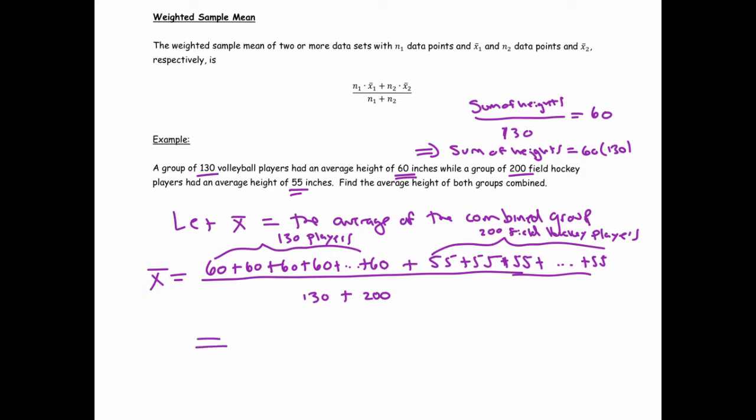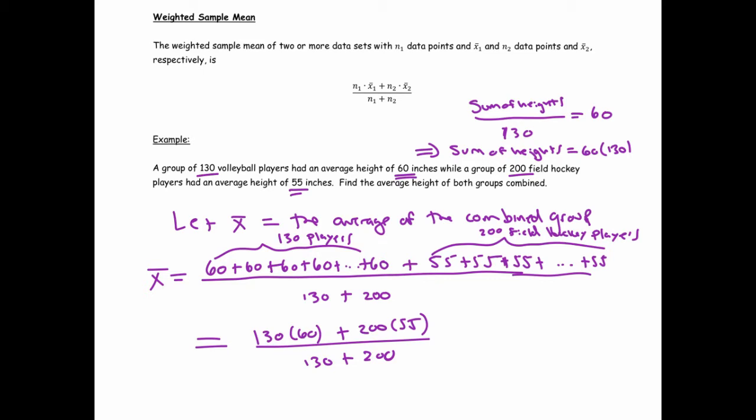And obviously, we're not really going to add 130 times. We're just going to make use of the fact that it's the same as 130 times 60, and this is the same as 200 times 55. And we'll divide that by the 130 plus 200. So this is what we mean up here. This is what the formula really means.